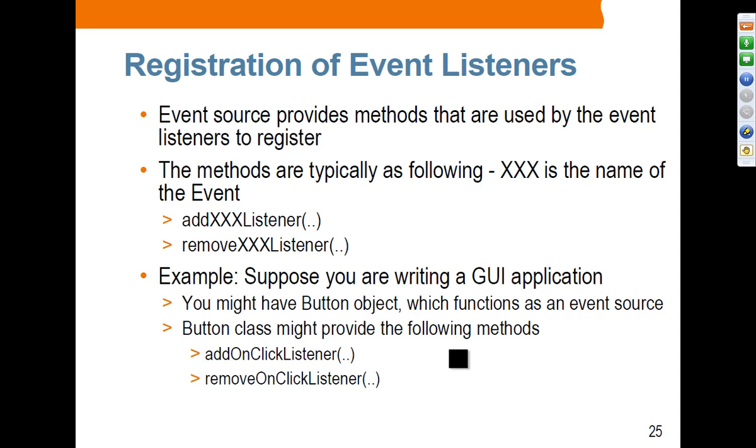So the button object should have an add onClick listener and a remove onClick listener method. Okay? This onClick is basically the name of the event, and then it has the add onClick. The add onClick listener method of that button bean will be used by the event listener so that it registers its interest in getting events from the event source. Okay, so there is a little bit of complexity involved.